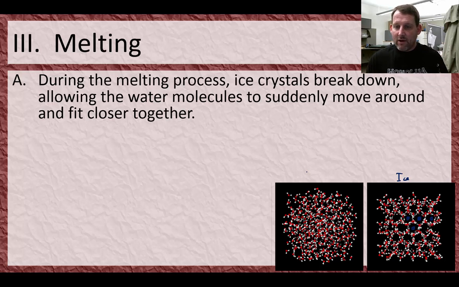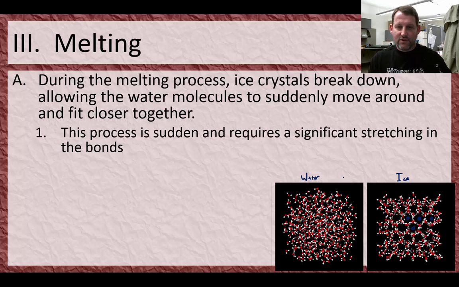Now, ice floats in water, so it's less dense, and it's less dense because of these big gaps in here, these cavities. When it melts, the water molecules can fit closer together, and they can pack in better. But that does not mean their bonds are closer together. In order to do this breaking apart and moving around each other, it actually requires a sudden and significant stretching in those bonds. Here, it's hard to tell exactly, but one of these bonds is really close together. All these bonds are really close together inside this crystal. But in here, they're a little bit farther apart.